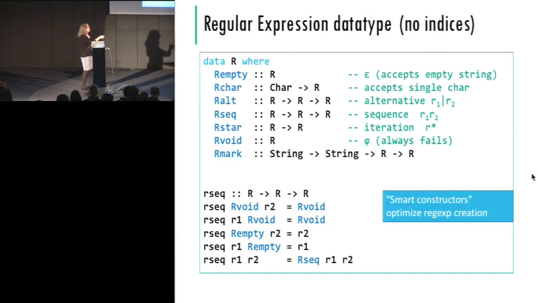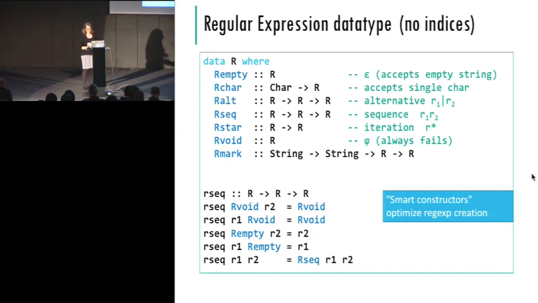So for example, we know that if we're constructing a sequence of two regular expressions, and the first part of that sequence is the regular expression that always fails, we don't need to construct that sequence. We know that regular expression is always going to fail. So we can just return void for that. We can do some optimization. Likewise, if we're constructing a sequence, and the first part of that sequence is the regular expression that accepts the empty string, we don't need to remember that. The second part accepts the exact same language, so we can drop that initially.